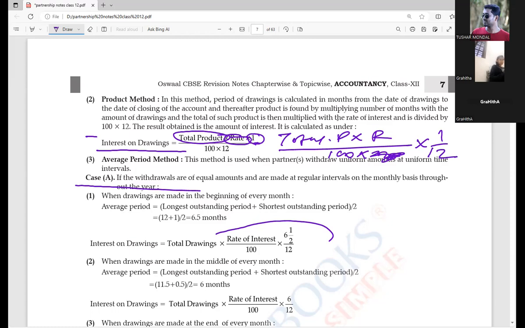I think now it is going to close. 6 minutes are actually left, but we will start this interest on drawings tomorrow, that means next class. Remember the things before interest on drawings and the product method, which we have done, but how it comes, I will explain tomorrow. Okay.